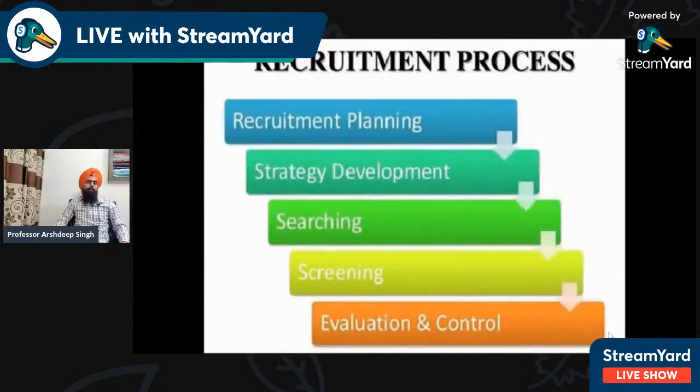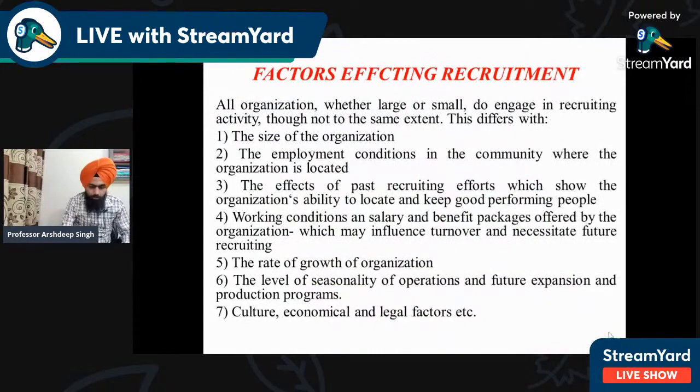So that is the picture relating to the recruitment process. It includes the 5 steps as I have explained to you: recruitment planning, strategy development, searching, screening, and evaluation and control. Last one is the factors affecting recruitment. What are the various factors that affect our recruitment process? There might be different aspects of factors that always affect our recruitment process.